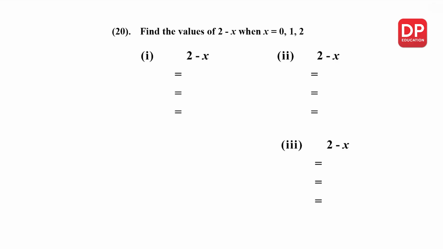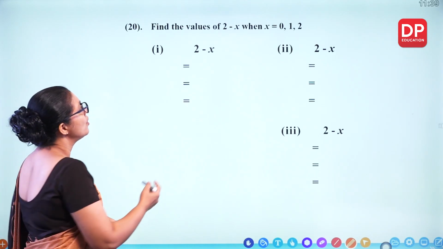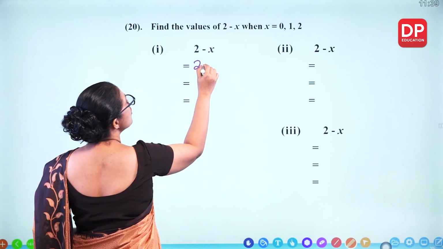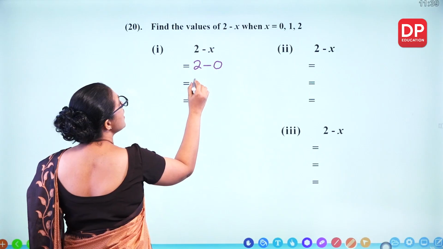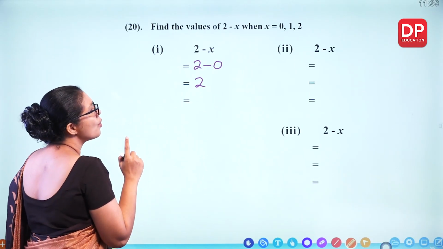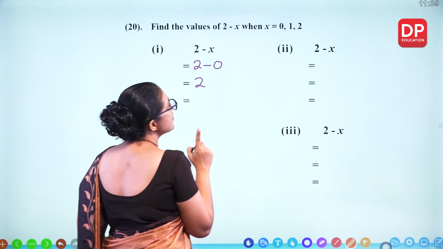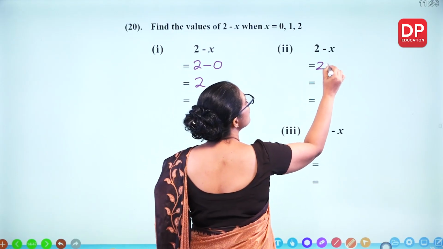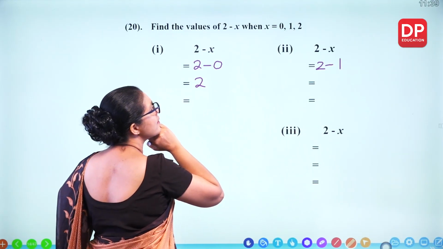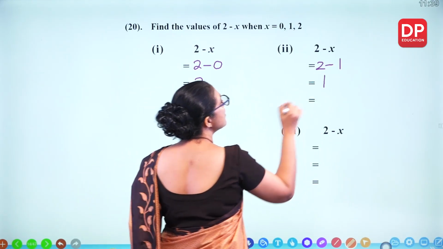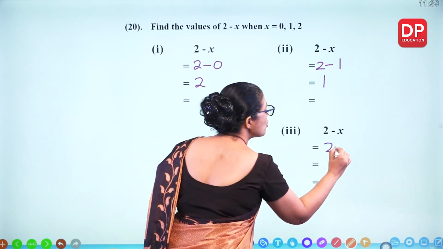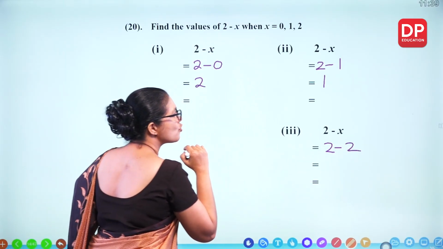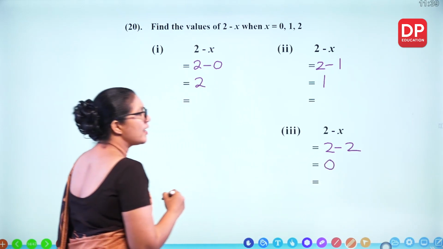Find the values of 2 minus X when X equals 0, 1, 2. We'll substitute 0 first. 2 minus 0. 2 minus 0 is 2. X equals 1. 2 minus 1. 2 minus 1 is 1. X equals 2. 2 minus 2 now. What's 2 minus 2? You get 0.